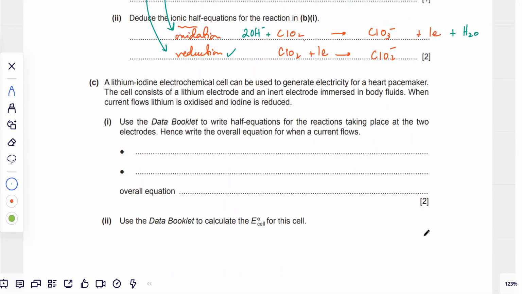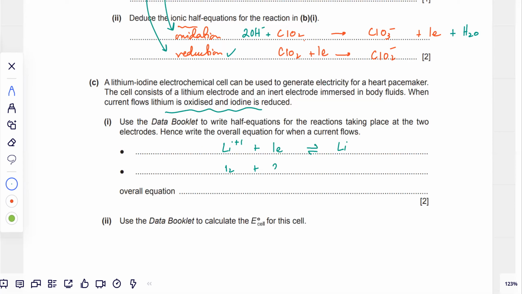So next one is you've got a lithium iodine electrochemical cell that can be used to generate electricity for a heart pacemaker. A cell consists of lithium electrode and inert electrode immersed in body fluids. When current flows, lithium is oxidized and iodine is reduced. So this is what's happening. There's lithium. So there's a reaction that's happening between lithium and iodine. So let's see what's the reaction.